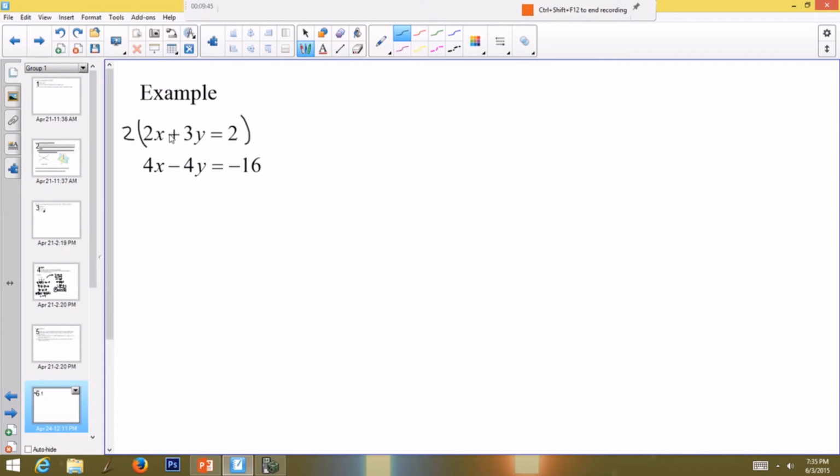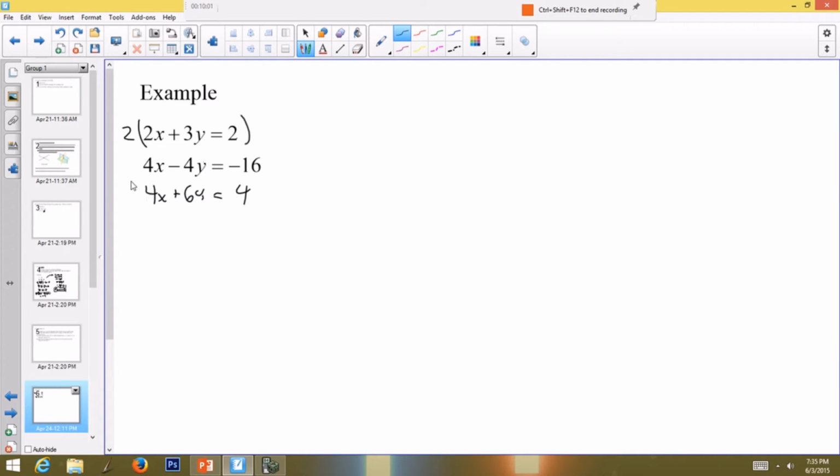So here's what I'm going to do. I'm just going to distribute that 2 to every term, and I'm going to put it down underneath here. So 2 times 2x is 4x. 2 times 3y is 6y. And 2 times 2 is 4.